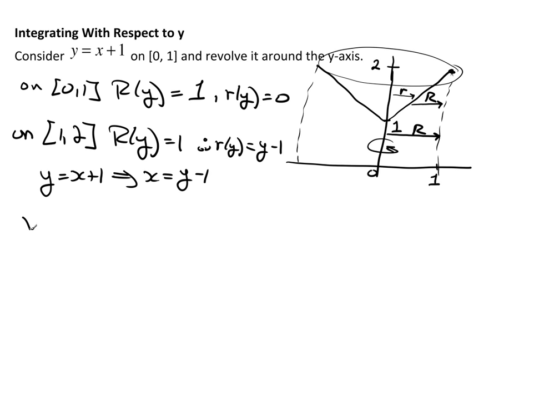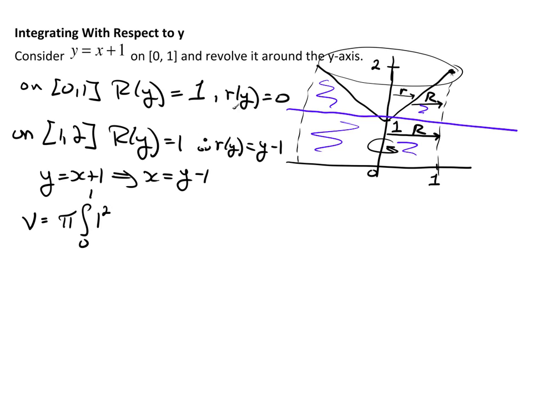So my volume is going to be equal to, and I actually have two cases here. I'm literally breaking this up from 0 to 1, to get the bottom half, which is all of this, and then 1 to 2, so I can get all of this. So the volume of this first piece down below is going to be pi times the integral from 0 to 1 of 1 squared, that's big R, minus 0 squared.